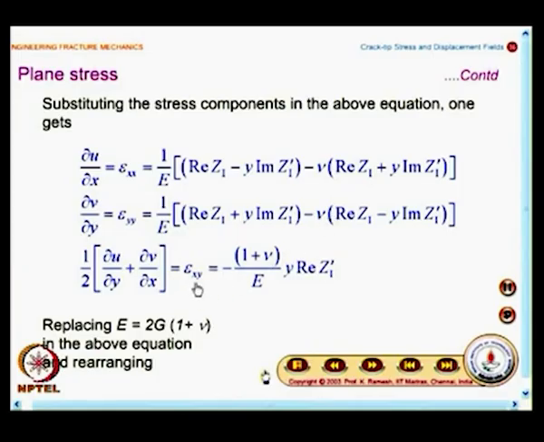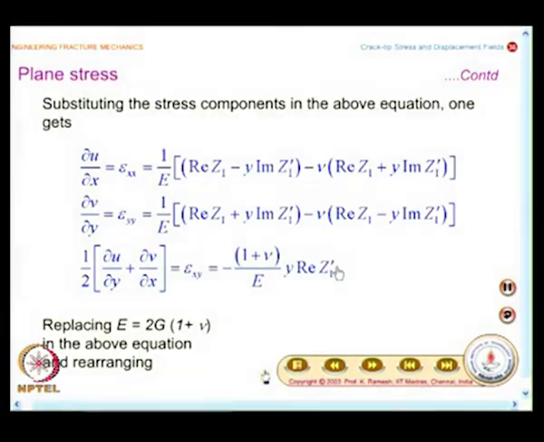And I have this shear strain in which we have replaced the value of G in this manner. We know E equal to 2G into 1 plus nu. So that is substituted, and we have written it in terms of E here, minus 1 of 1 plus nu divided by Young's modulus y real part of Z1 prime.